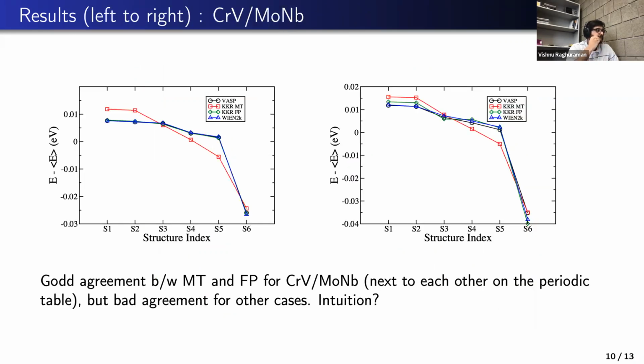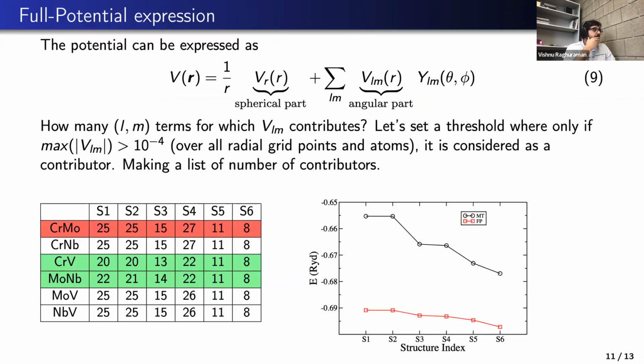So that's basically the confusing part for us, as to why it works well for certain systems and it doesn't work well for other systems. And to look at that, we have to see what the potential actually is in the KKR code. And the potential is expressed in this way.